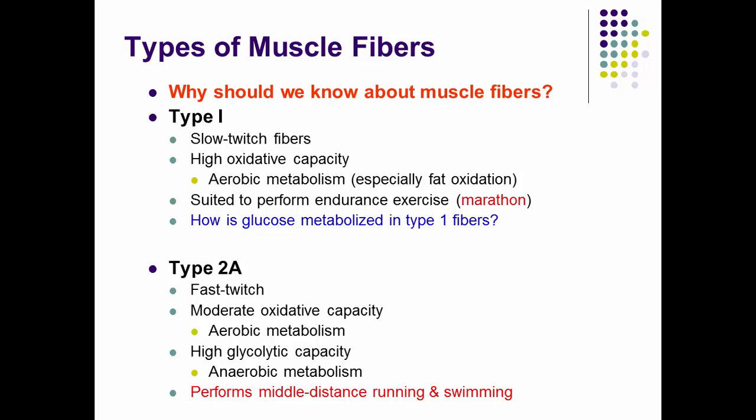And type 2A fibers are fast twitch with moderate oxidative capacity. I mentioned type 2A is kind of intermediate between type 1 and type 2X. So type 2A fibers are able to do both aerobic and anaerobic metabolism. They can oxidize fatty acids, and also have a higher glycolytic capacity. So type 2A fibers can also utilize glucose, but with partial oxidation, right? They can be used to perform middle distance running and swimming, this type of exercise.